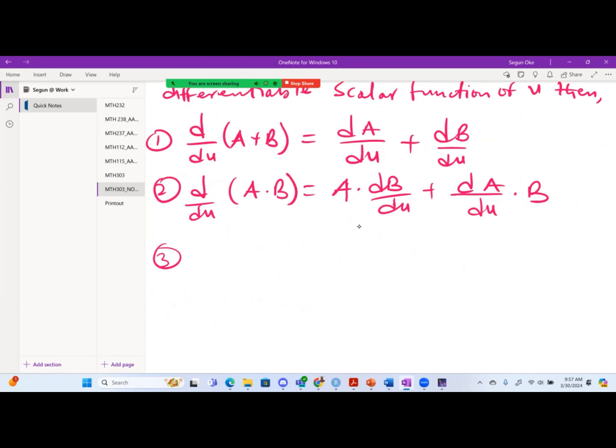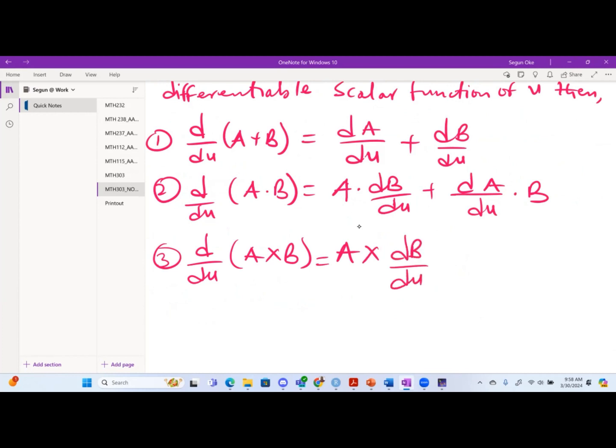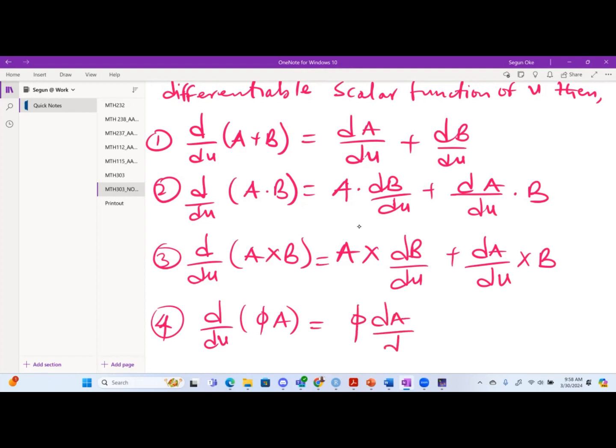Number three says d/du of A cross B, not A multiplied by B, A cross B, is A cross dB/du plus dA/du cross B. Take note of that. Number 4, when you have d/du of phi as a scalar multiplied by vector A, it's the same thing as phi dA/du plus dphi/du A. Please take note.